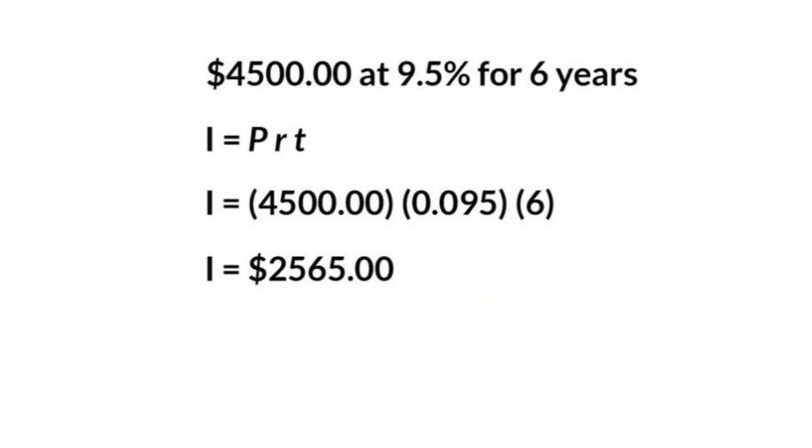$4,500 at 9.5% for 6 years. And they give us the formula, I is equal to PRT. Interest is equal to PRT. So what you need to do is be able to identify that this is the simple interest formula. We do have what's called compound interest, and we will be reviewing that in the next section. In this case here, knowing that we're looking for a simple interest, we're going to identify what we have.